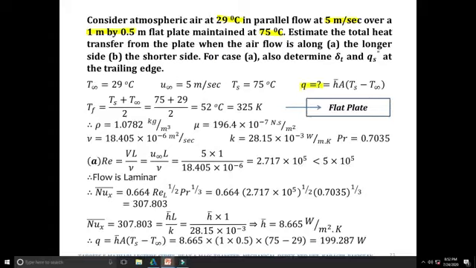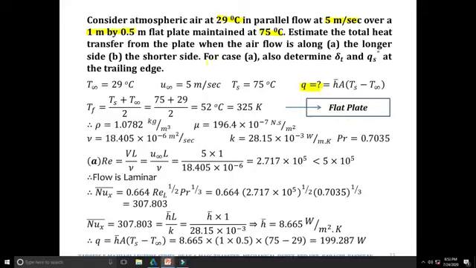So we have to find out Q. Of course it would be via convection. So we have written hA delta T, when the airflow is along the longer side and along the shorter side. So if the flow is taking place over the length of the plate, and number two, when the flow would be taking place over the shorter side of the plate.